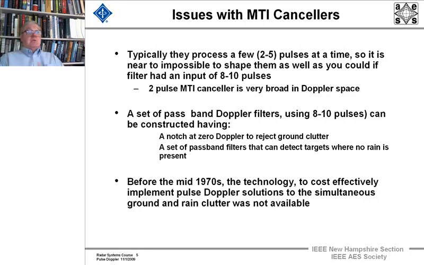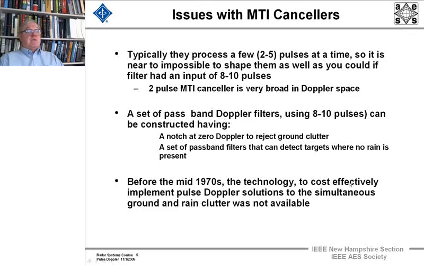So a 2-pulse canceller is very broad in Doppler space. A 3-pulse canceller is quite similar. And 5 gives you very high side lobes, as little as 15 to 20 dB, which isn't enough to reject the rain. A set of Doppler passband filters with a minimum of 8 to 10 pulses can be constructed to set a notch at 0 Doppler that can reject the ground clutter, and a set of passband filters that can detect targets where no rain is present.